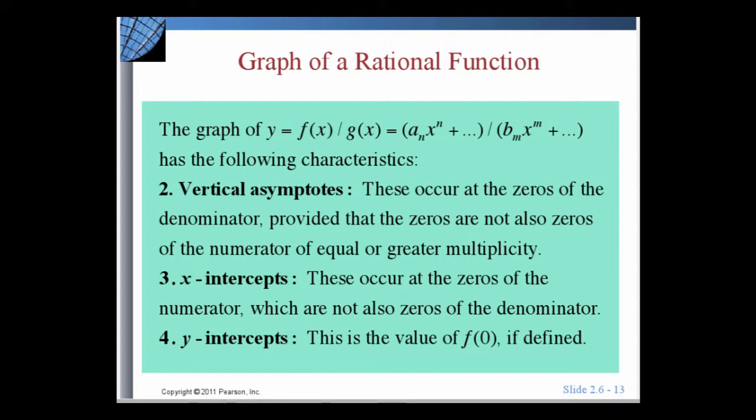So the graph of y equals f of x over g of x, again, has the following characteristics. Vertical asymptotes occur at the zeros of the denominator, provided that the zeros are not also zeros of the numerator of equal or greater multiplicity. X-intercepts are going to occur at the zeros of the numerator, which are not also zeros of the denominator. And the y-intercept is the value of f at 0, if it's defined.